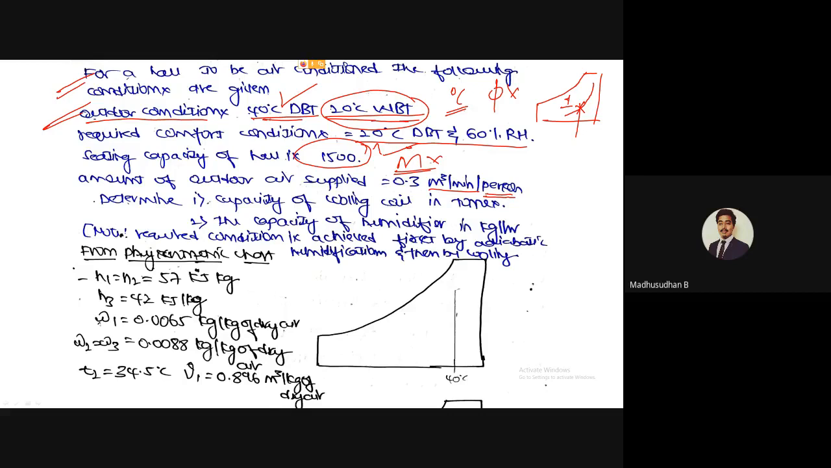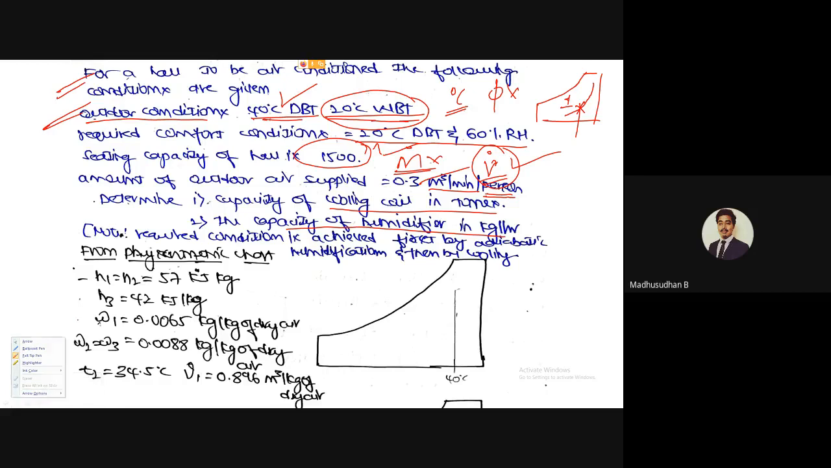So the amount of air required is this much, that means meter cube per minute. This particular value is the volume flow rate. So what is the given value? It is meter cube per minute. That's why it is the volume flow rate. So what we have to determine is the cooling coil capacity in tons and the capacity of the humidifier in kgs per hour. So how to plot this particular process on a psychometric chart?